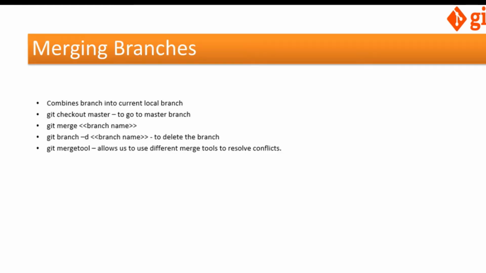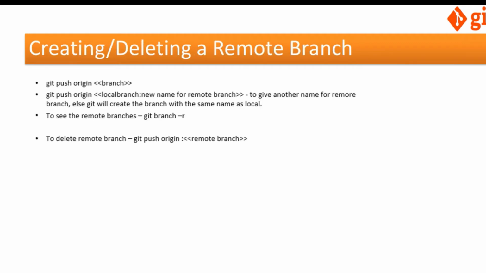Merging a branch is nothing but taking the features branch and merging it into master. So we do git checkout master to go to the master branch, then git merge and the name of the branch. With git branch -d, you can delete the branch afterwards. Otherwise, you can use git mergetool, with the help of which you can resolve conflicts, but you have to configure it first.